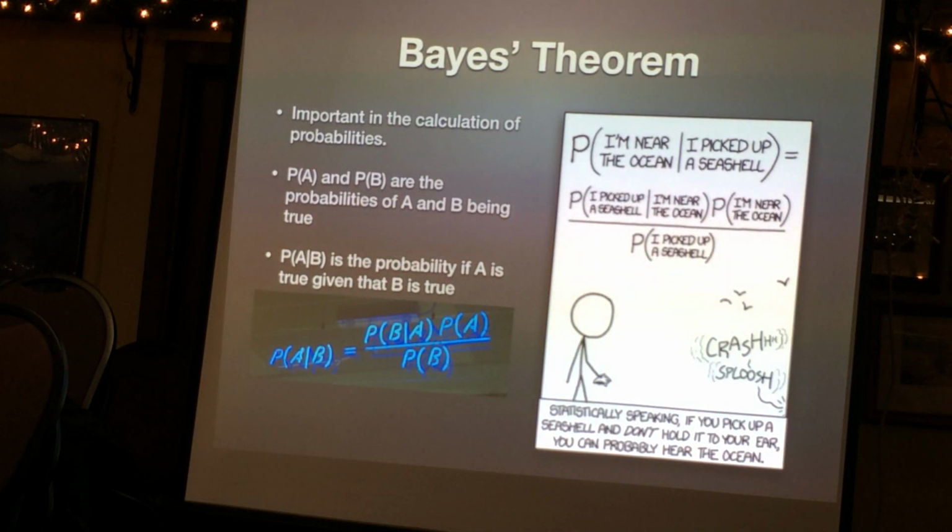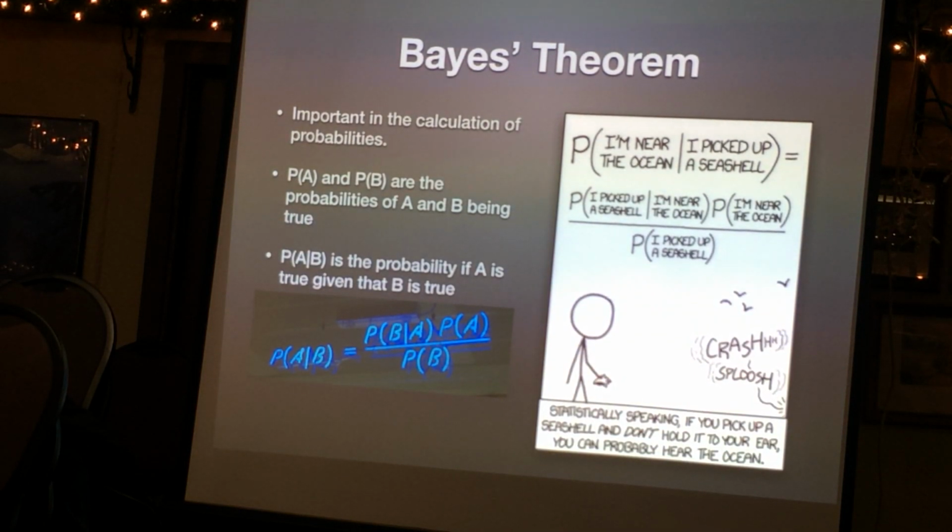Okay, so in a lot of cases, Bayes' theorem is the de facto standard in statistics. Bayesian statistics are the fundamental thing that most people use. So, given P(A) and P(B) are the probabilities of A and B being true, P(A|B) is the probability of A being true given that B is true.